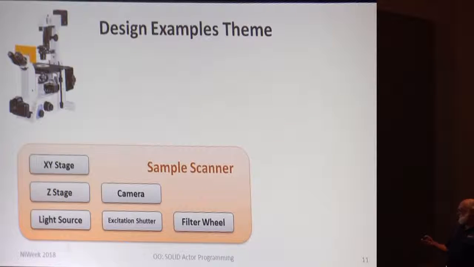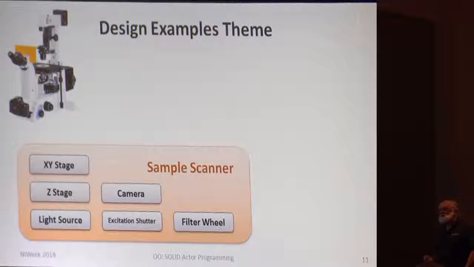So it has an XY stage. The sample is there, it positions the stage. It has a Z stage to focus the camera. It has the camera, a light source over here, an excitation shutter to shut off excitation without switching off the source, and a filter wheel to get the right wavelength.